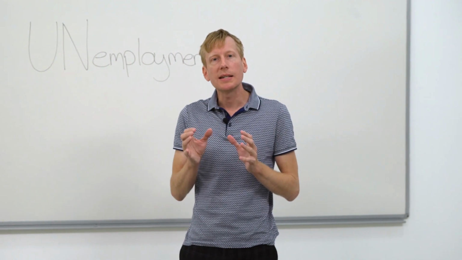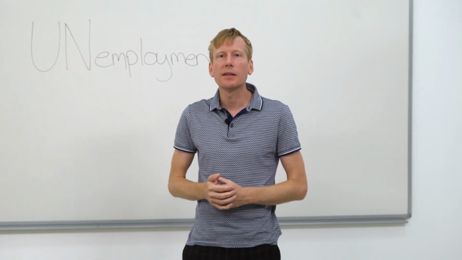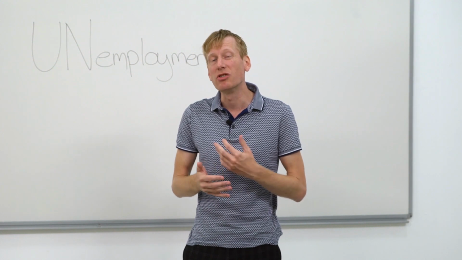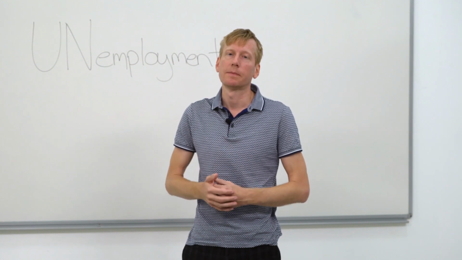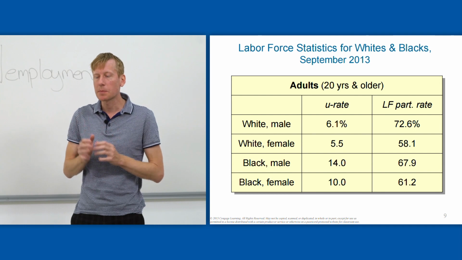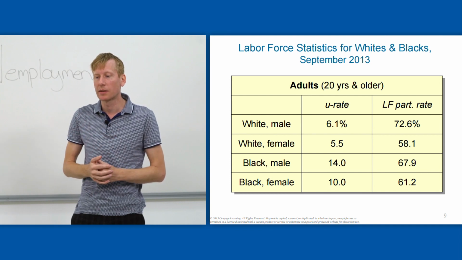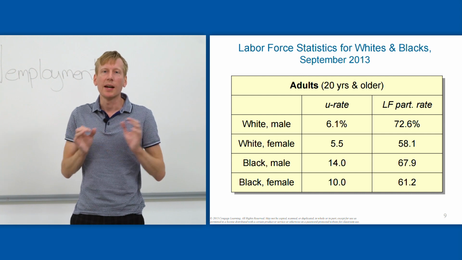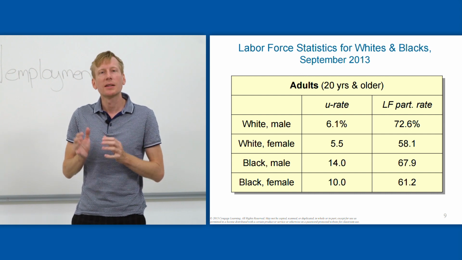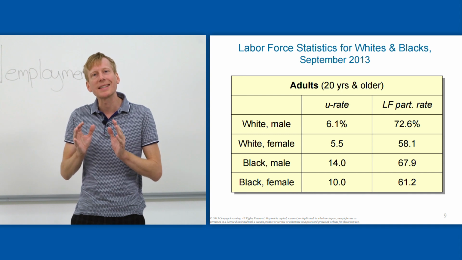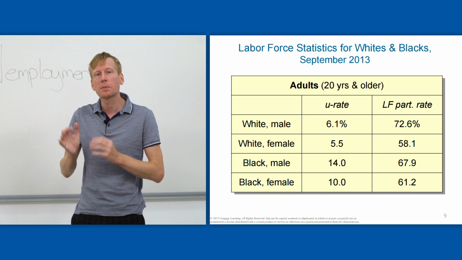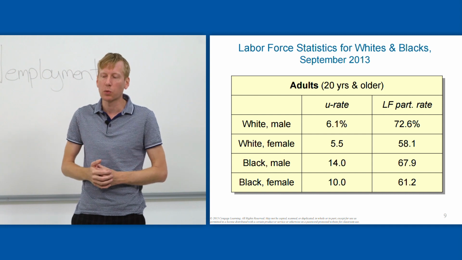And what we can see is that labor market experiences do differ substantially in the United States by gender and by race. Again, looking at data specifically from September 2013, here focusing on adults over the age of 20 as opposed to 16, because adults between 16 and 20 are less likely to work, more likely to be in education. So we'll focus specifically on those over the age of 20.